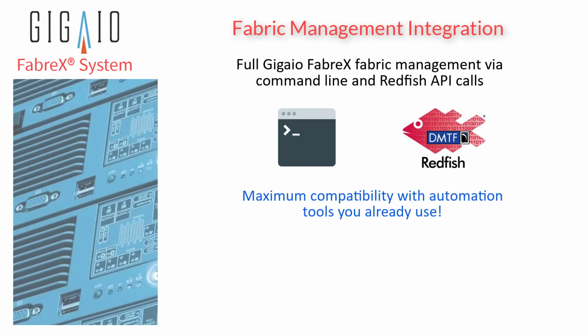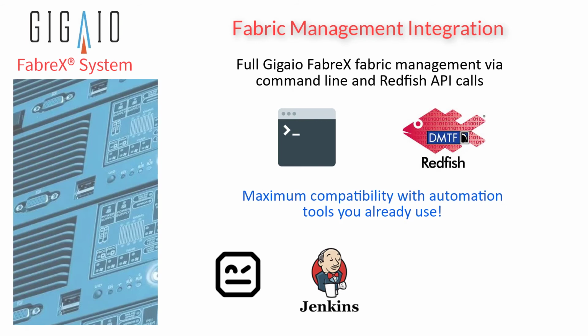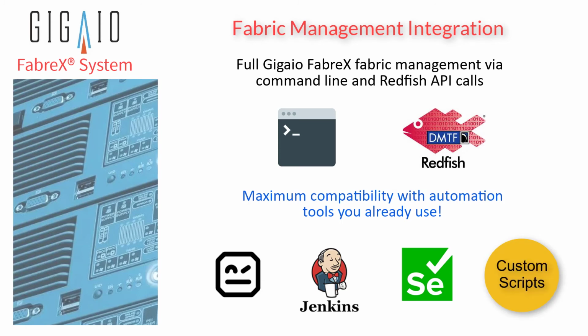And that allows you to have maximum compatibility with the automation tools you already use or whatever comes out that's new. So for our example, we use Robot Framework and Jenkins together to drive these automation plans, but you can use Selenium, you can use custom scripts that you write yourself. Really, the accessibility of the tools for management allows any kind of automation that you can imagine, and use the tools that you want to use to accomplish it.